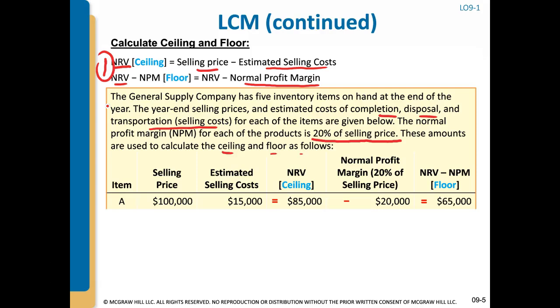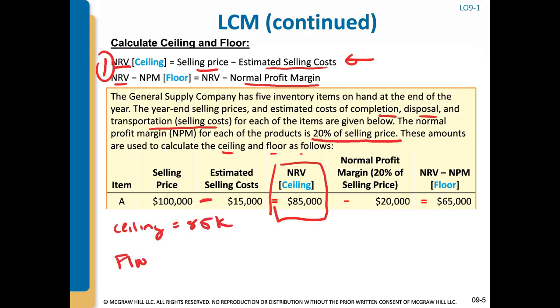So the ceiling, right, is right here, your net realizable value. So your net realizable value, if you look right here, is your selling price, which is 100,000, minus your estimated selling costs, so minus 15,000, equals 85. So your ceiling is 85. Now, let's calculate the floor. So, right, our ceiling equals 85,000.